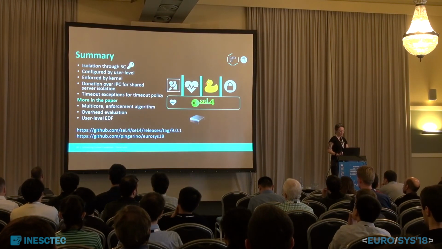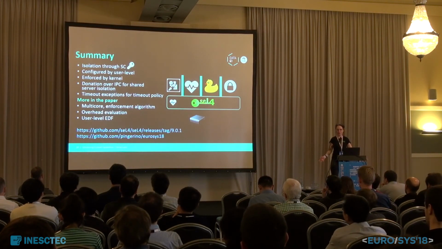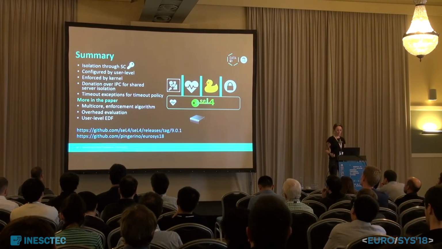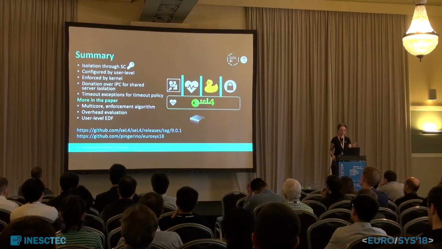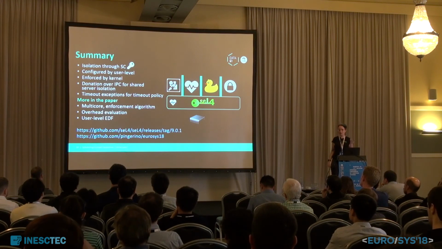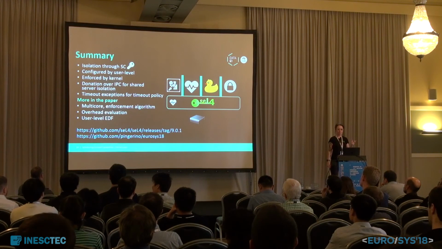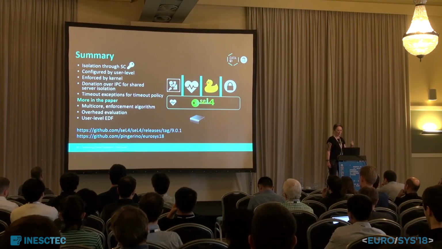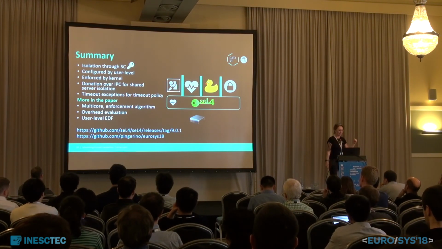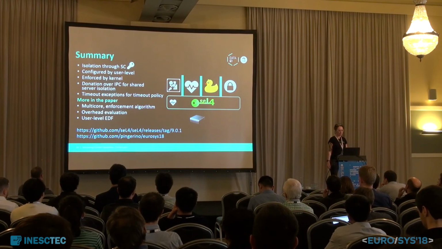Okay, to summarize, we provide temporal isolation through scheduling contexts, which are configured by user level, but enforced by the kernel. Scheduling context donation over IPC is used for shared server isolation, and timeout exceptions for timeout faults. There's way more in the paper about how we do multi-core, what the enforcement algorithm is, an implementation of user-level EDF, which is compatible with this.